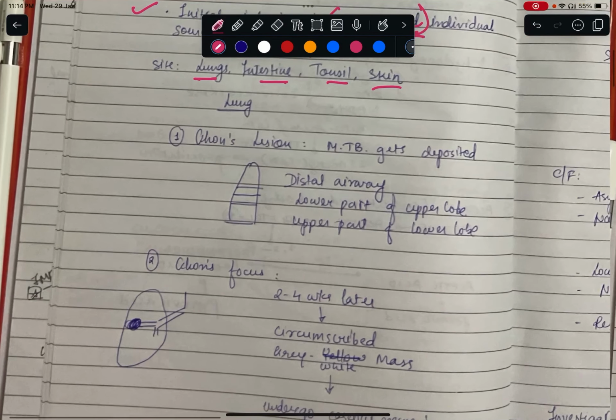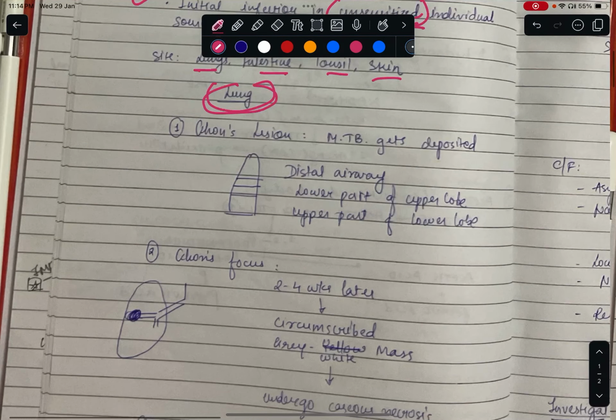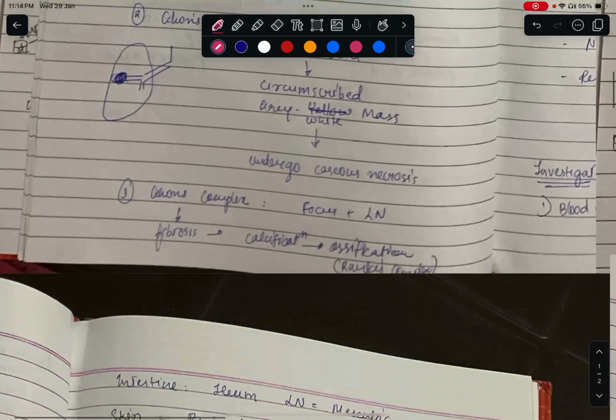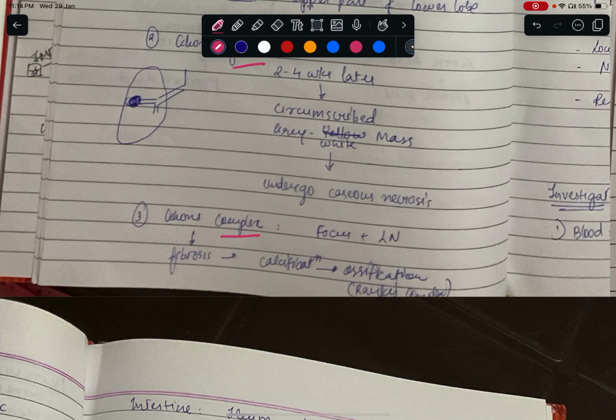Now let's discuss what happens in lungs in primary TB. You have to remember three things in order. First is Ghon's lesion, then Ghon's focus, and then you have to write Ghon's complex.